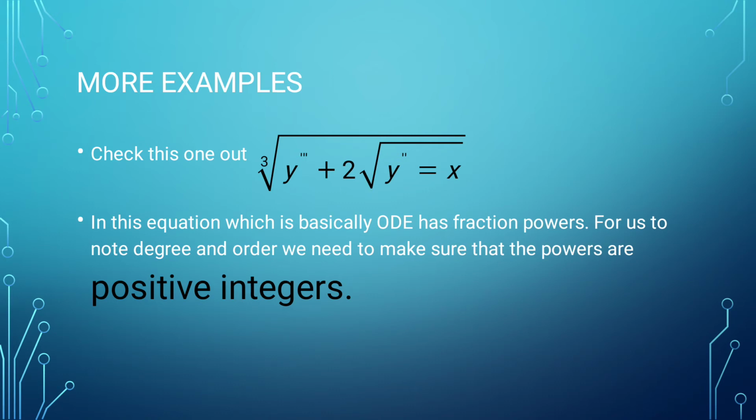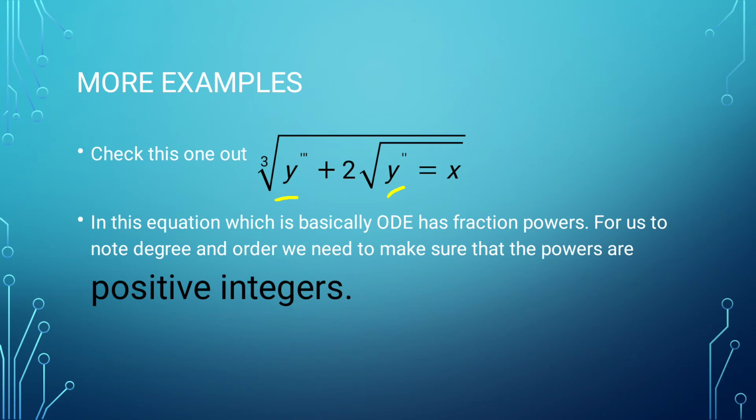Now let's look at another example. We have this example here, whereby we have the cube root of y plus 2 square root of y. I think the first one is the derivative, and the second one is the second derivative, equal to x. Now we have this kind of equation here, and our interest is basically to get the order and to see whether we can get the degree of these equations.